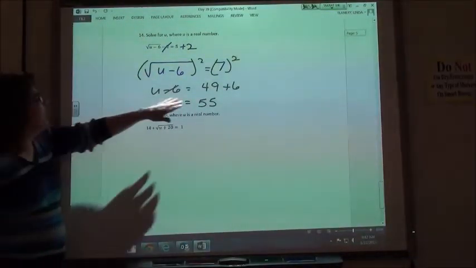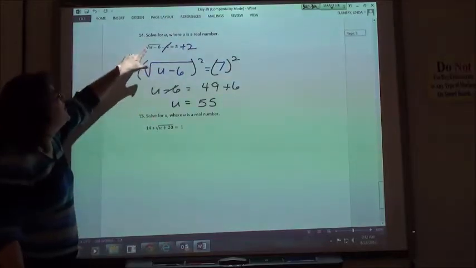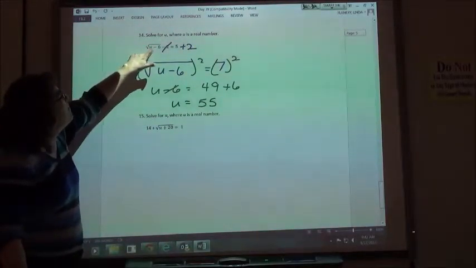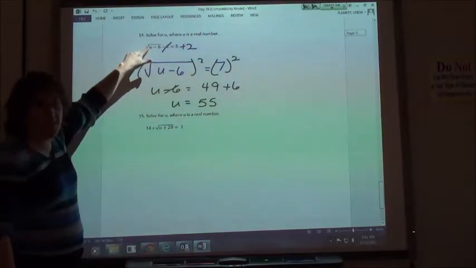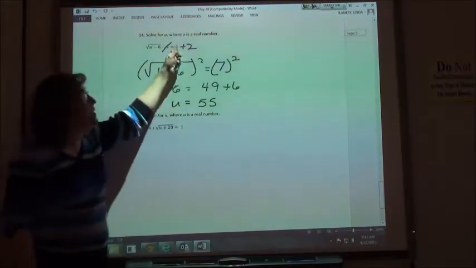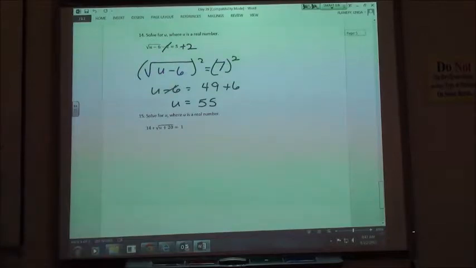Again, I want to check that to make sure that's a good solution. So I would say, okay, 55 minus 6 is 49. The square root of 49 is 7. 7 minus 2 is 5. Yep, that's what I had over there. So that is a good solution.